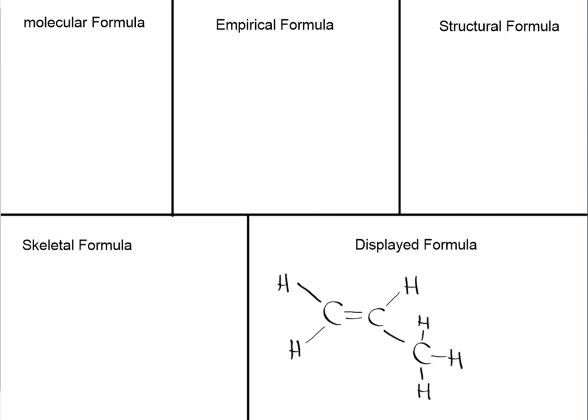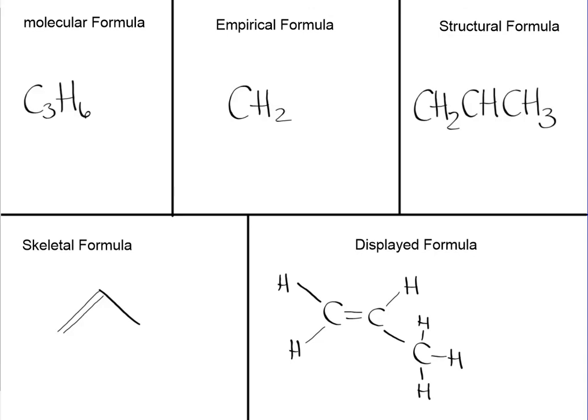Just before we go, one last one. We've got our display formula there. Pause the video and see if you can think what that might look like for all the different types of formulae. And there you go. C3H6, which simplifies to CH2. The first carbon on the left has got 2 hydrogens, then we've got 1 in the middle and a CH3. And if we draw that skeletally, we've got 3 carbons, 1, 2, 3, and between the first and the second there's a double bond, so we draw a second line to show that double bond.